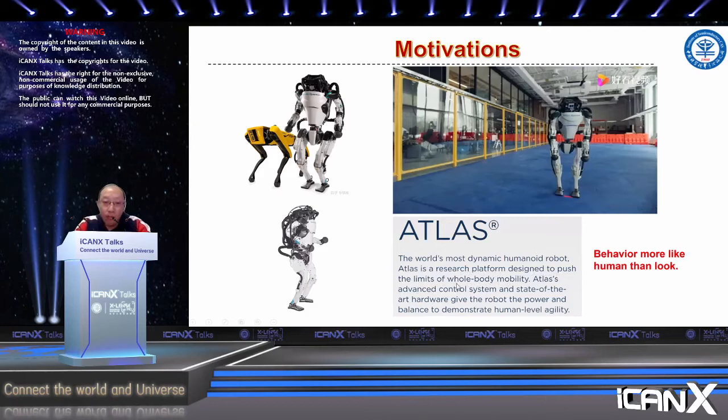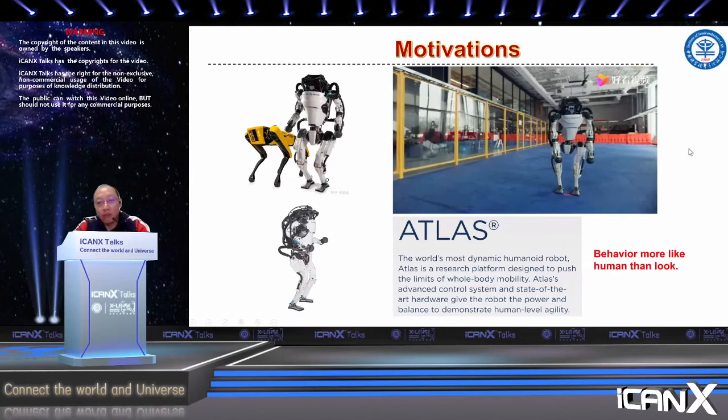For this robot, advanced control systems and state-of-the-art hardware give the robot the power and balance to demonstrate human level agility. You can see that it can demonstrate human level agility. And I think it was just this year that Boston Dynamics released a movie. Here you can see, yes, about their latest robot.